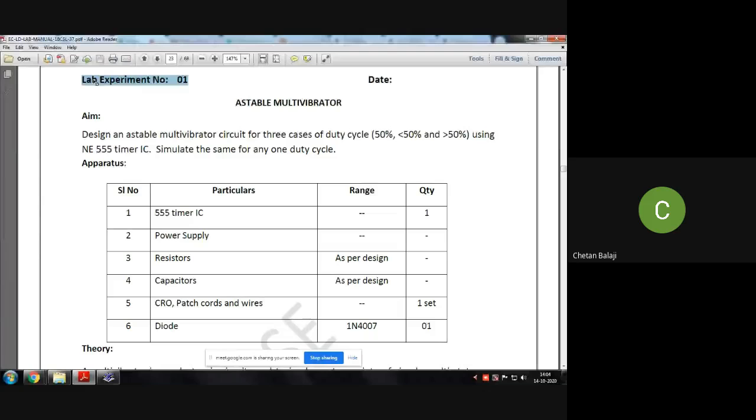Put today's date, laboratory experiment number 1, astable multivibrator. Copy the question, aim of the experiment: Design an astable multivibrator for 3 cases of duty cycle, 50%, less than 50%, greater than 50% using any 555 timer IC. Simulate the same for any one duty cycle.